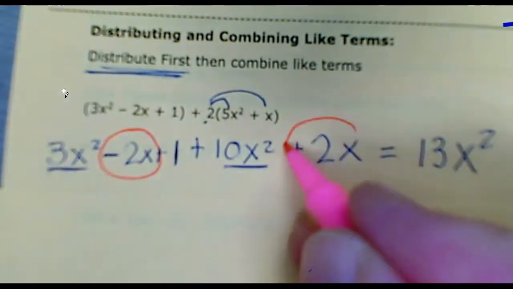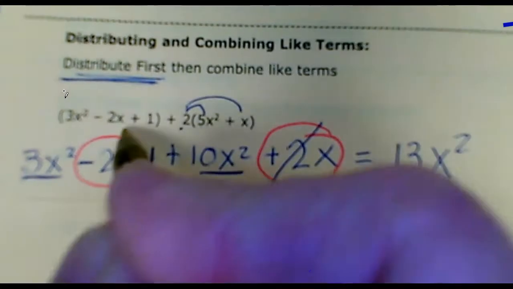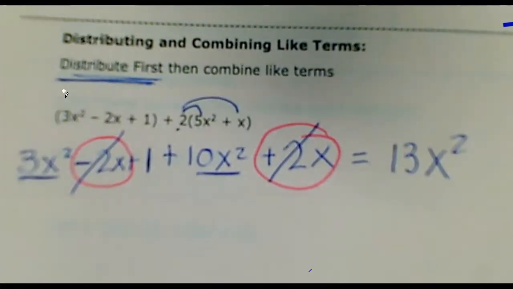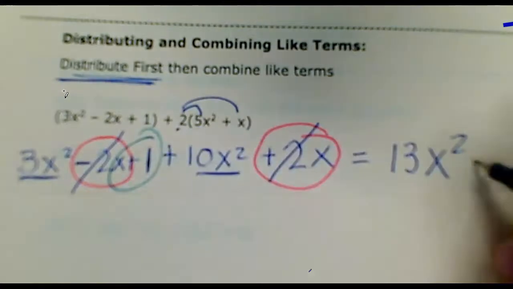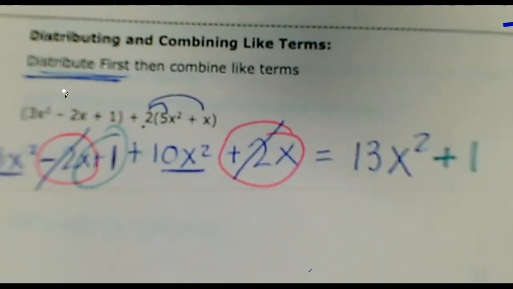This term and this term, why are they alike? Because they have x's. What's negative 2 and positive 2? 0. So those zero out. And so what else do we have left here? Plus 1. So first you distribute and then you combine like terms.